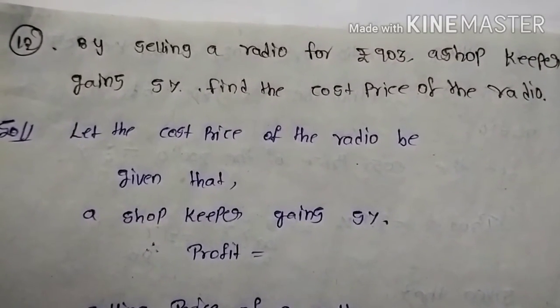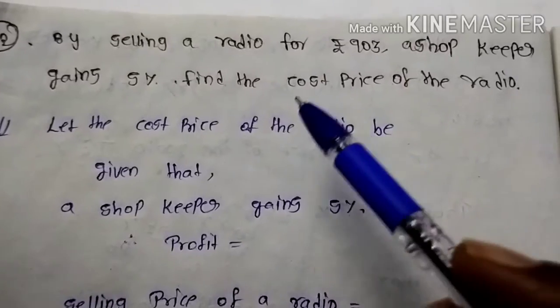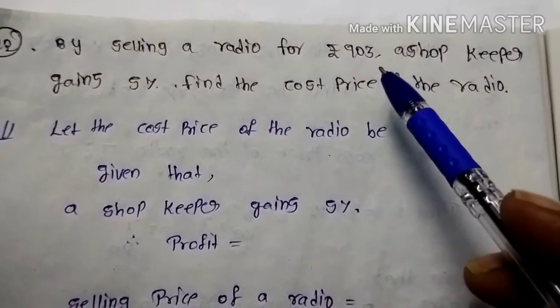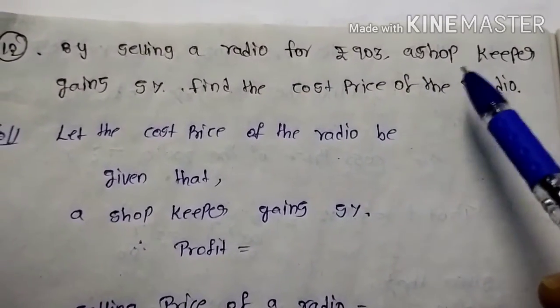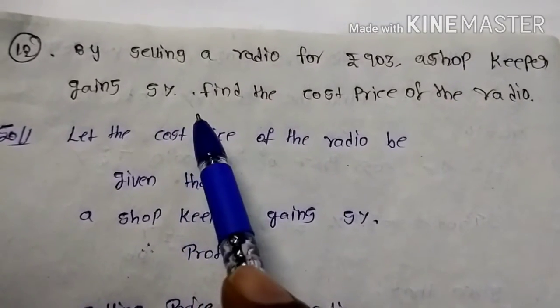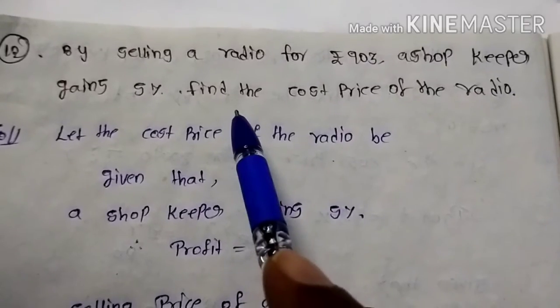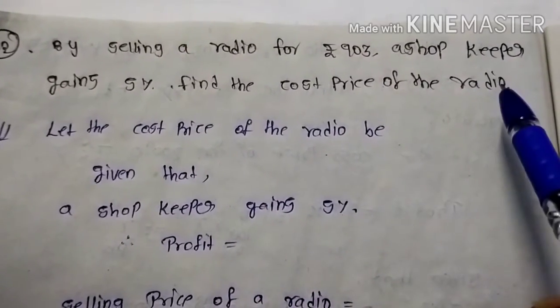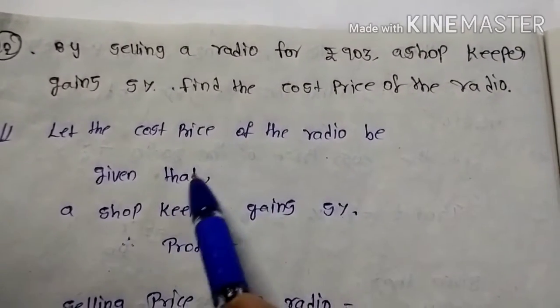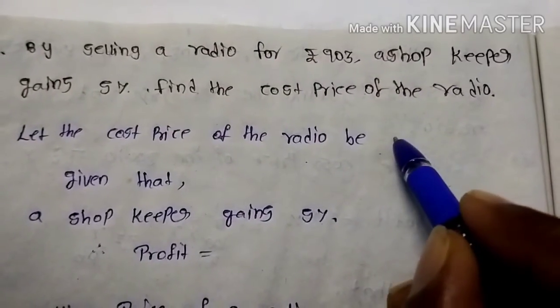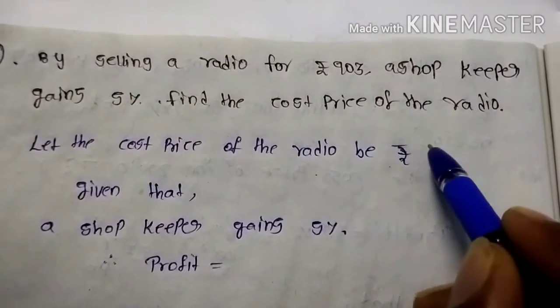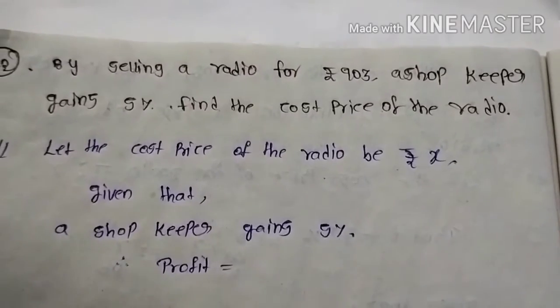Now you can see here question number 12. By selling a radio for rupees 903, a shopkeeper gains 5%. Find the cost price of the radio. So I am taking here, let the cost price of the radio be rupees X.